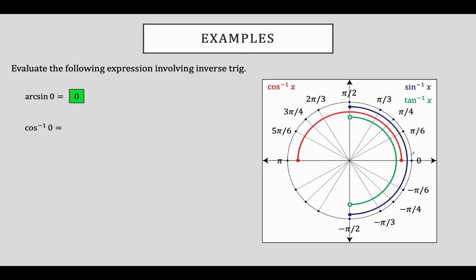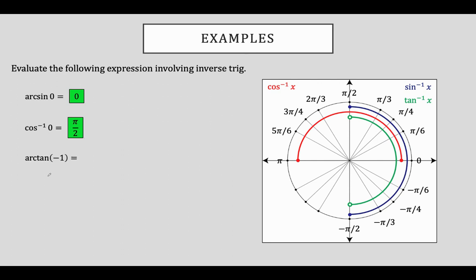Inverse cosine of 0. This is the angle that has a cosine value of 0. And that angle, because we're dealing with inverse cosine, has to be between 0 and pi. What angle between 0 and pi has a cosine value of 0? Pi over 2 is our answer, right? This is the angle that has a cosine of 0. We plug in a number, we get out an angle.